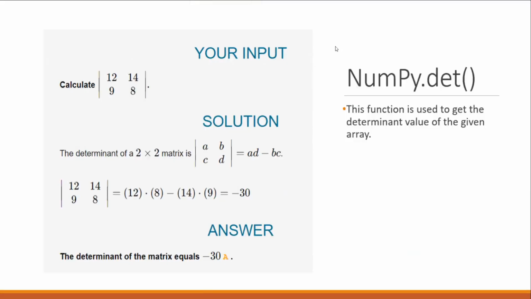Now we will understand our next function, that is the NumPy determinant. This function is used to get the determinant value of the given array. In simple words, it is calculated from the diagonal elements of a square matrix.